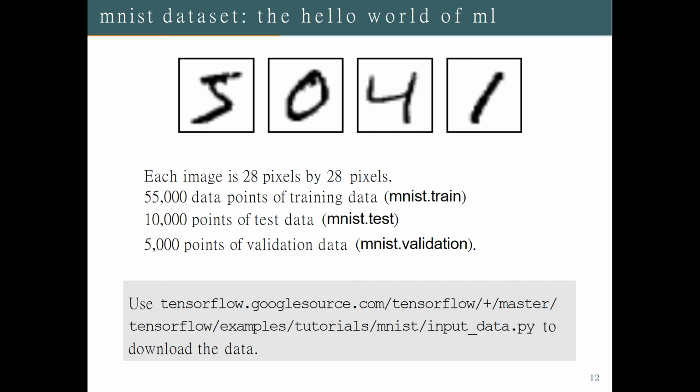This is the MNIST dataset. Each image is 28 by 28 pixels. There are 55,000 data points of training data, 10,000 points of test data and 5,000 points of validation data.